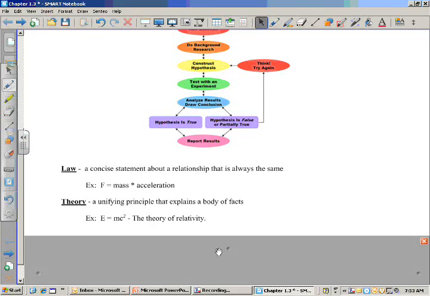For example, in physics you learn that force equals mass times acceleration. That is a law. Every time you measure mass times acceleration, that will be force. Every single time. A theory is a unifying principle that may explain the facts that you found in your experimentation.